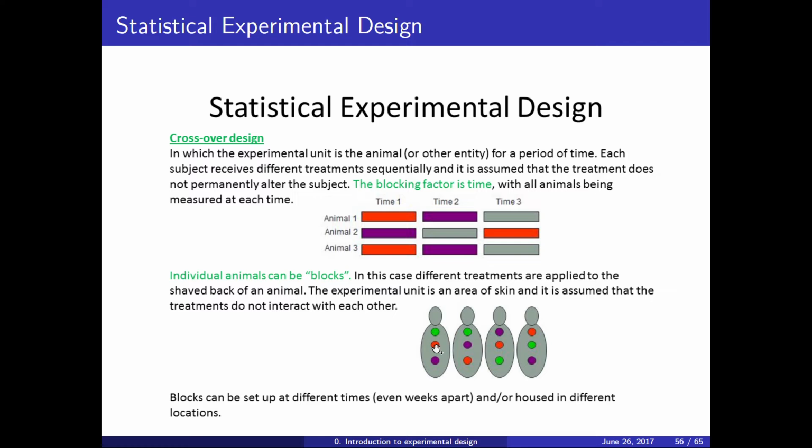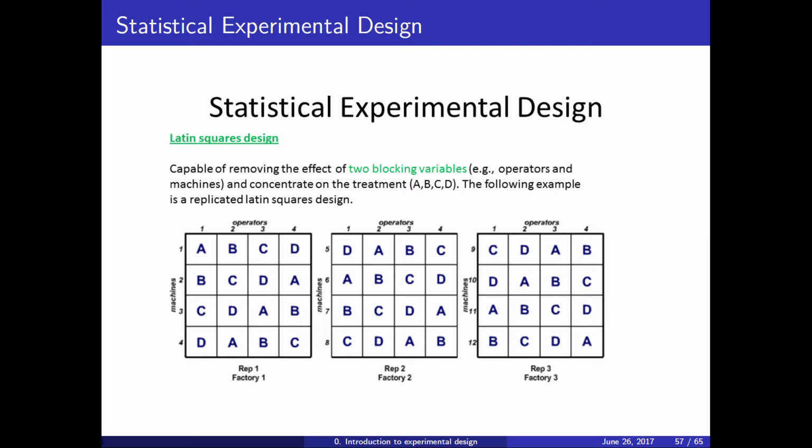And yeah, if you can use a crossover design, you will save a lot of animals, and you will also reduce a lot the variability of observations, because you have removed the interindividual variability. And Latin squares is another kind of design in which you want to block 2 variables.